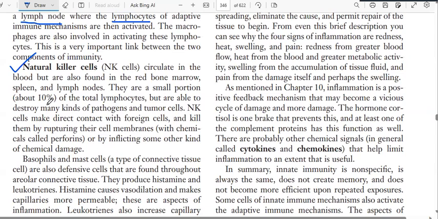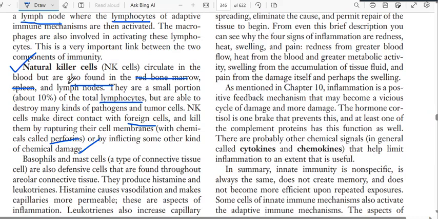This is also WBC and it will circulate in the blood, but is also found in the red bone marrow, spleen, and lymph nodes. They are a small portion of the total lymphocytes, but are able to destroy many kinds of pathogens and tumor cells. Natural killer cells make direct contact with foreign cells and kill them by rupturing their cell membrane with chemicals called perforins or by inflicting some other kind of chemical damage. So here natural killers are like lymphocytes only.